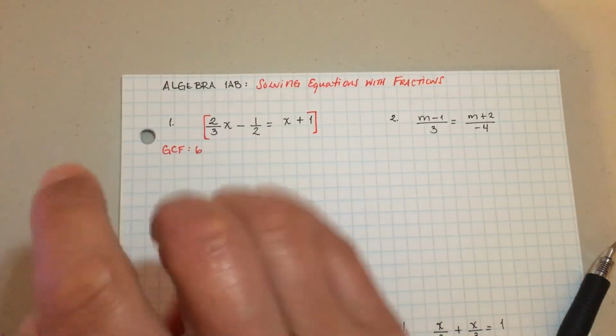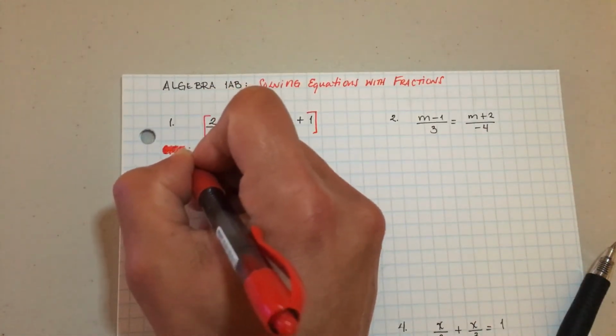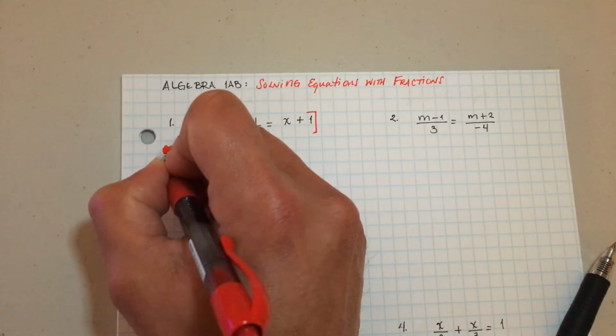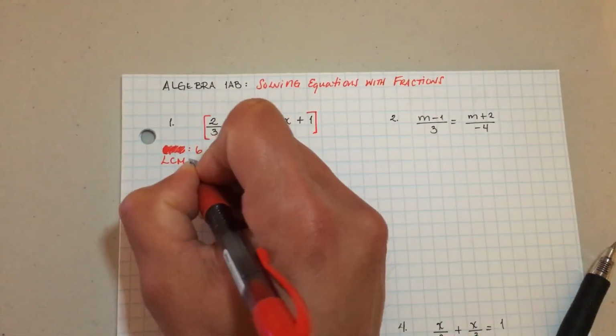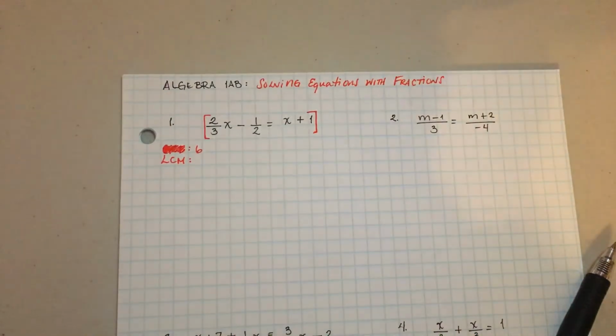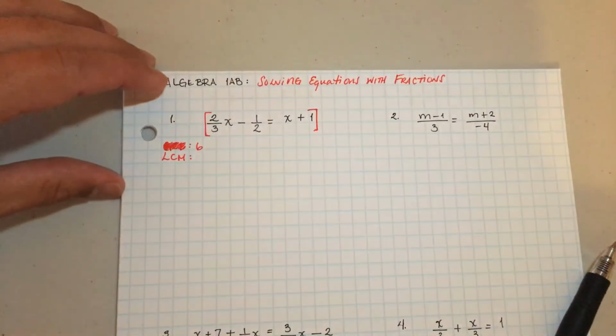Okay? Or I should say, not the greatest common factor. We call it the least common multiple. El múltiple en común de los dos es el 6. That's the multiple. So 3 times 2 is 6. And that's the easiest way to figure it out.